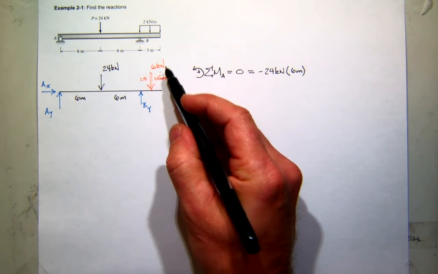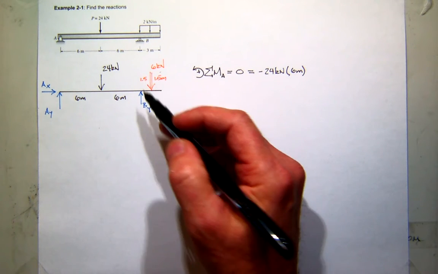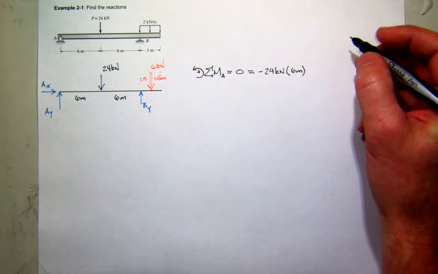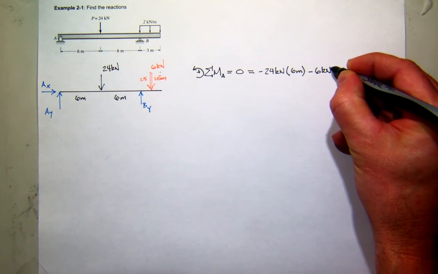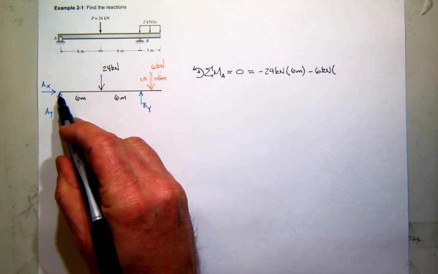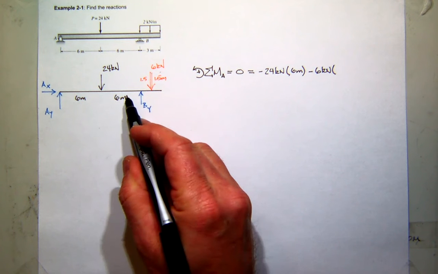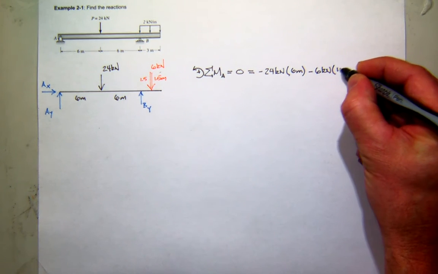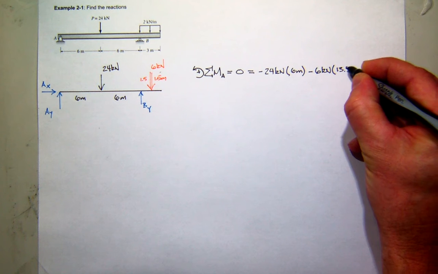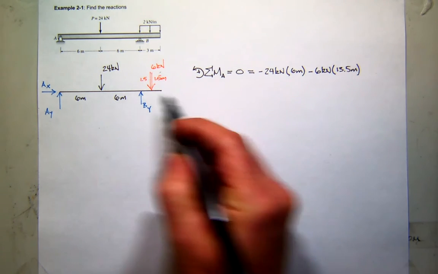What about the other concentrated equivalent force? Positive or negative moment? Also negative. And that would be 6 kilonewtons is the force. And what's the distance? It looks like 6 plus 6 plus 1.5. What's that? 13.5? So I've taken care of all my knowns.